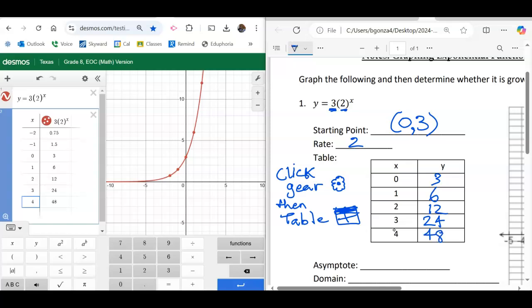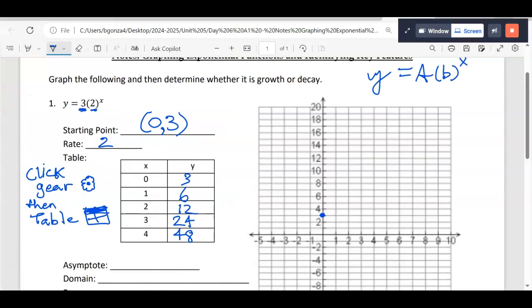All right, so again, the new thing for today, does everyone know how to do this? You type in your equation, you click the gear, you click the table. Now I can take that table on my computer in Desmos, write it on the paper, okay? And now the next step is I want to plot those points correctly. So I got 1, 6. Go ahead and put a point at 1, 6.